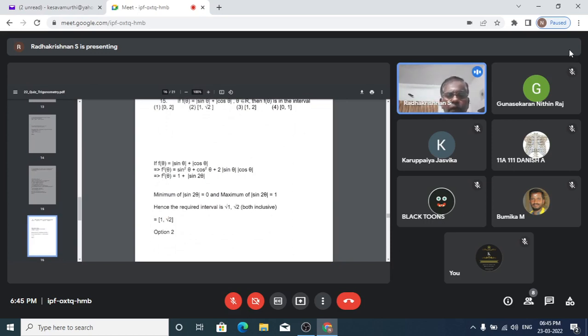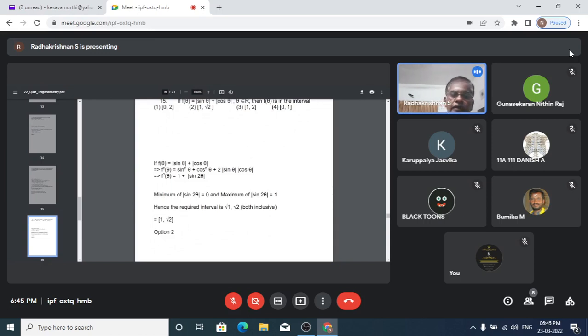So now let us square it. Okay. So it becomes f square theta is sin square theta plus cos square theta plus 2 mod sin theta mod cos theta. But we know that 2 sin theta cos theta is sin 2 theta. So now it becomes 1 plus mod of sin 2 theta.